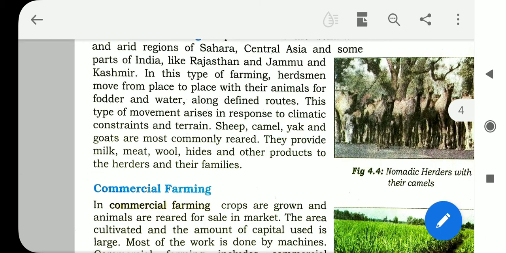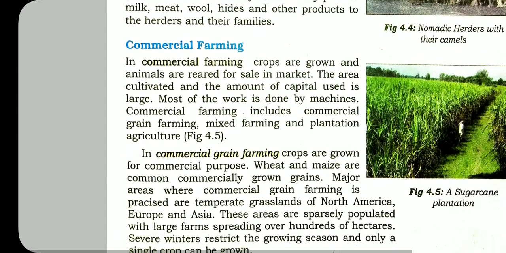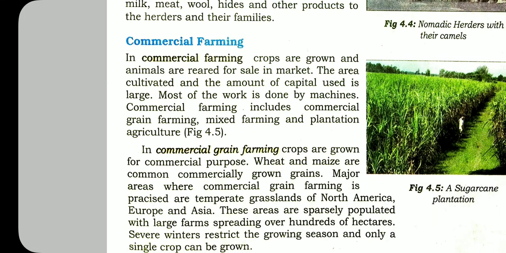Next is commercial farming. Commercial farming is done for commercial purposes, and it is done on a large scale. They select a large area of land, use the maximum amount of capital, and use scientific ways, machinery, and chemicals mixed with the land to increase the fertility of the soil. This type of farming is for commercial purposes, not just to meet the needs of their families.